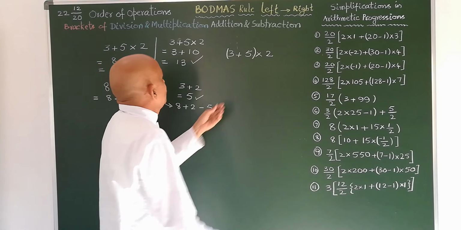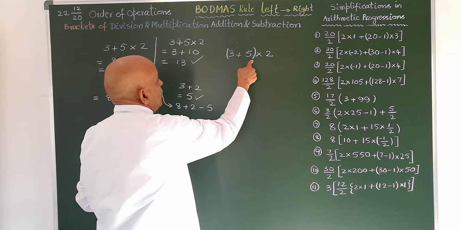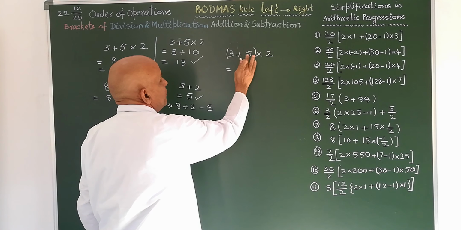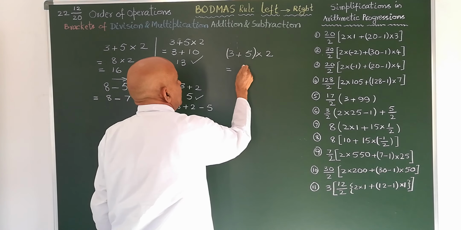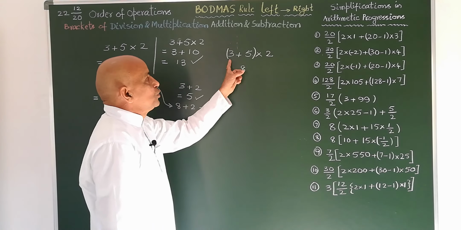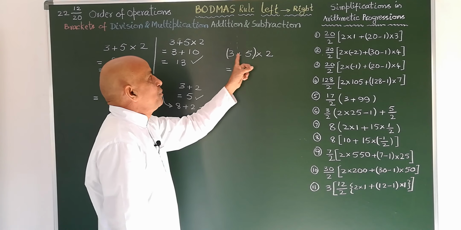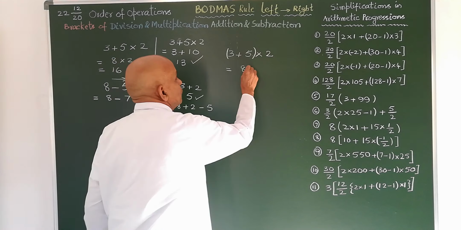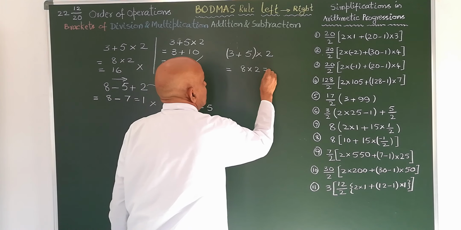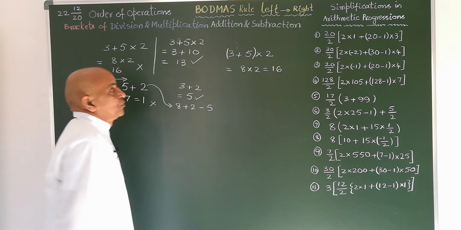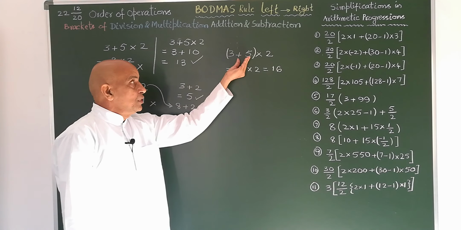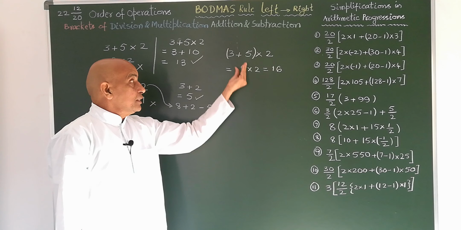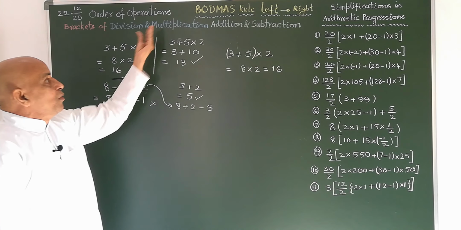So in this bracket you see 3 plus 5 we will do. First we will simplify within the bracket. 3 plus 5, that is 8. Once you solve the parenthesis, once you simplify what is there within the bracket, then you need not put the brackets on 2 and this answer becomes 16. So whenever you have brackets, first you have to solve the bracket, then apply the BODMAS rule.